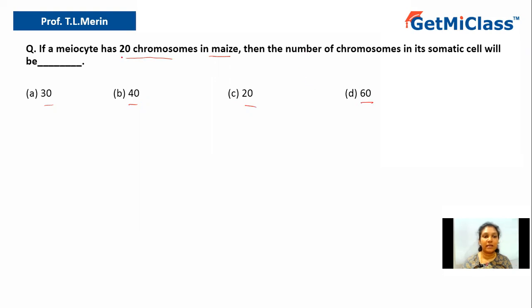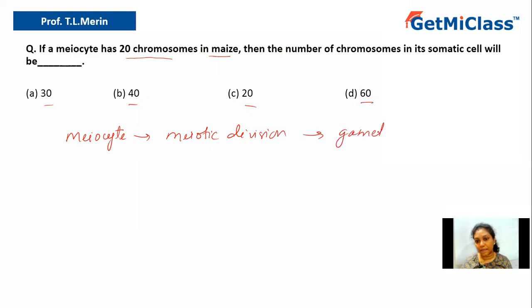So it is saying that the meiocyte. So what is a meiocyte? As the name indicates, meiocytes are those cells which can undergo meiotic division. So these undergo meiotic division to give rise to gametes. Now the meiocytes are diploid in nature. So when they undergo meiotic division, they give rise to haploid gametes.